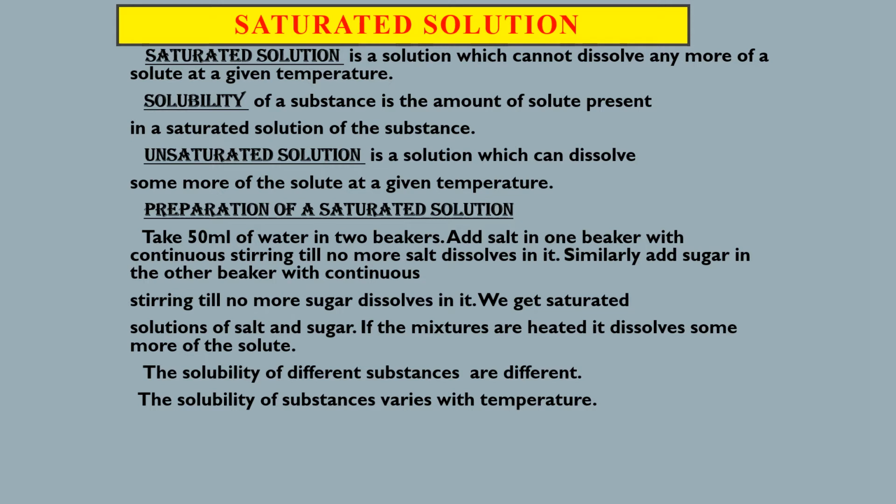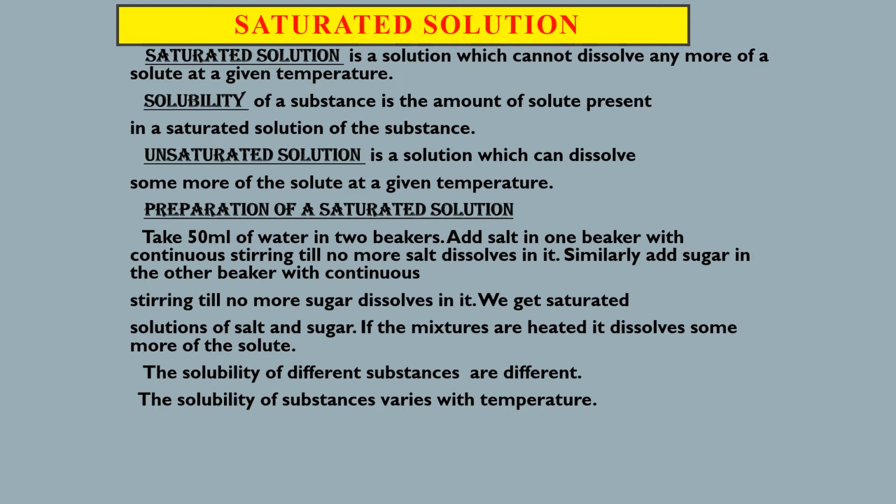What is solubility of a substance? Solubility of a substance is the amount of solute present in the saturated solution of a substance. It cannot further dissolve anything more. What is an unsaturated solution? An unsaturated solution is a solution which can dissolve some more solute at that given temperature.